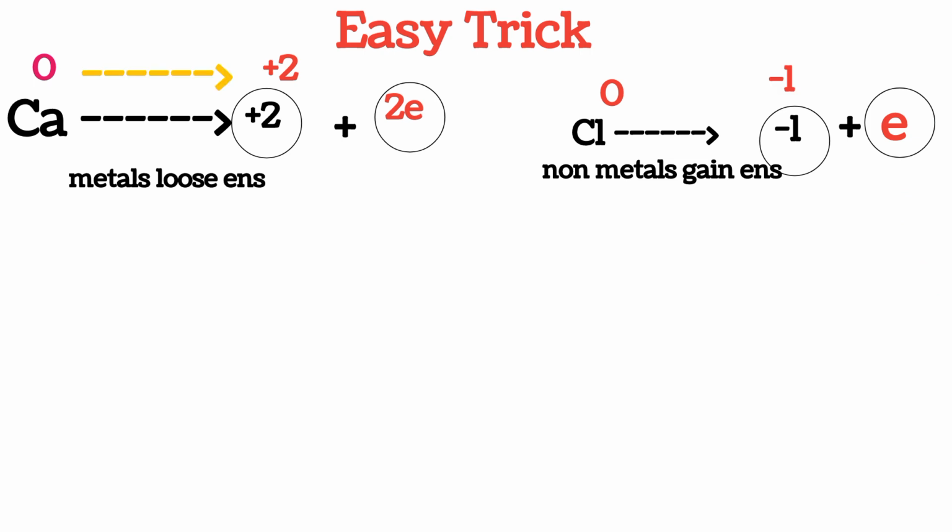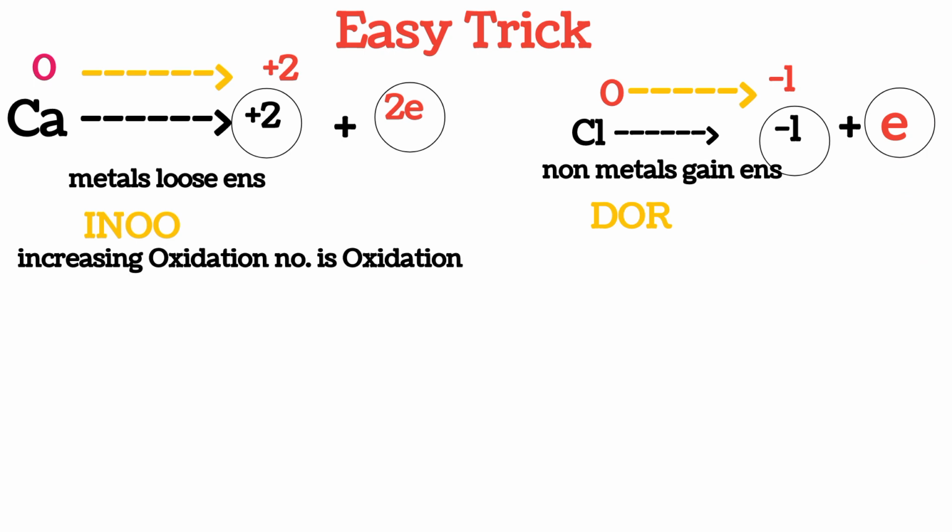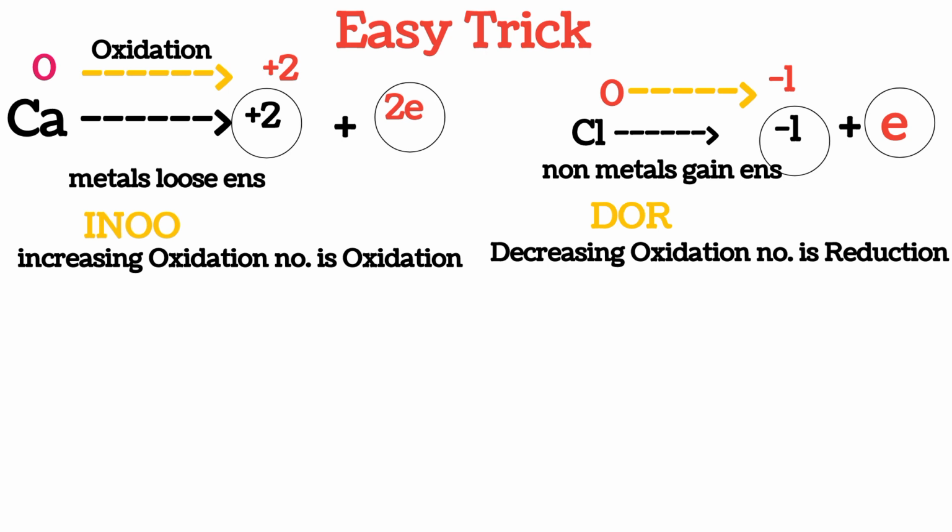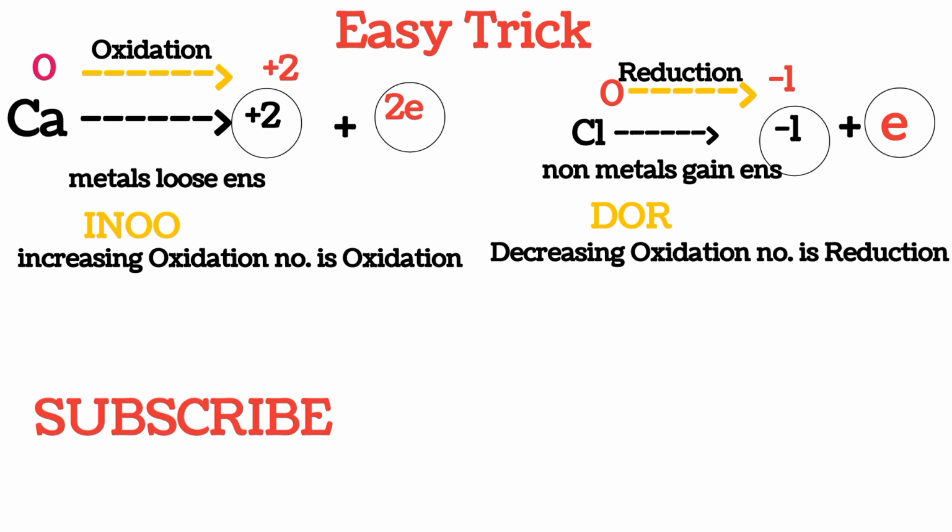Now, the oxidation state of calcium has changed from 0 to +2, while that of chlorine has changed from 0 to -1. This change from 0 to +2 is called change in oxidation state. Equally, change from 0 to -1 is also referred to as what? Change in oxidation state. We have a simple mnemonic that will help us remember. We have INO and DO. INO means increasing oxidation number is oxidation, while DO means decreasing oxidation number is reduction. Increasing oxidation number is oxidation, decreasing oxidation number is what? Reduction. So from 0 to +2 is an increase, that is oxidation, while from 0 to -1 is reduction.